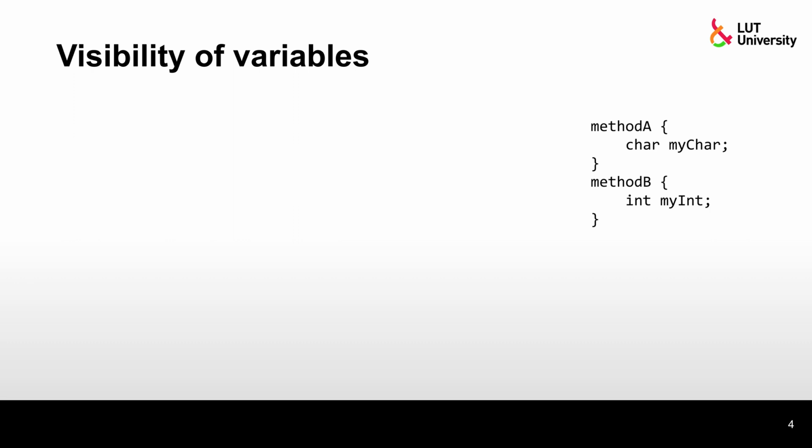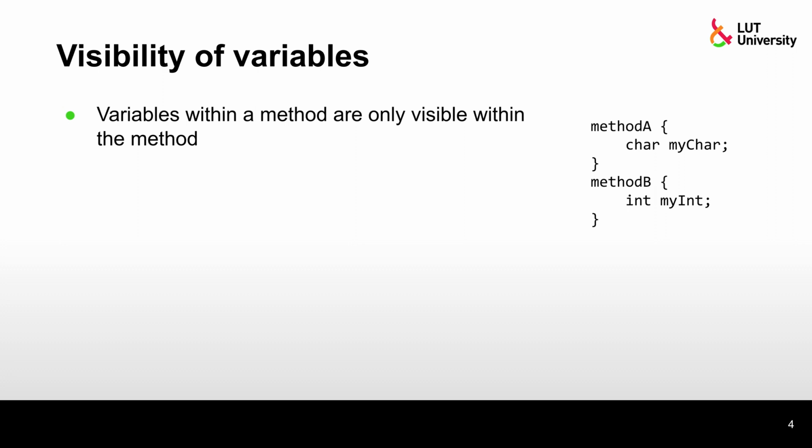Then about the visibility of variables. Variables within a method are only visible within the method. So in this example here on the right, method A doesn't see this myInt, which is defined in method B. It's a complete block that doesn't show outside. Similarly, method B cannot see this myChar variable that is defined in method A.